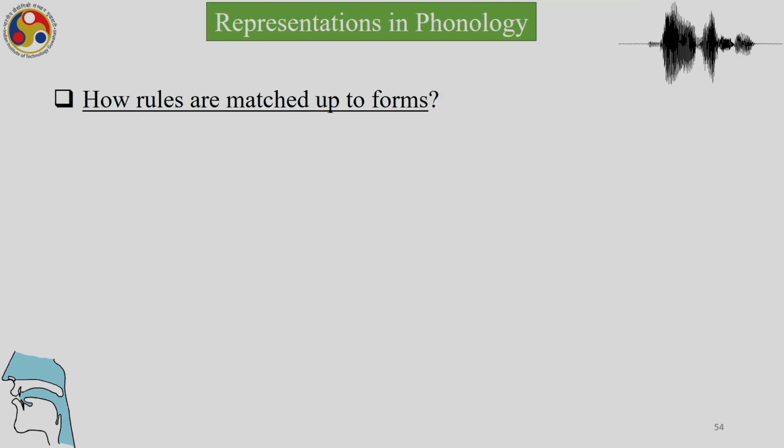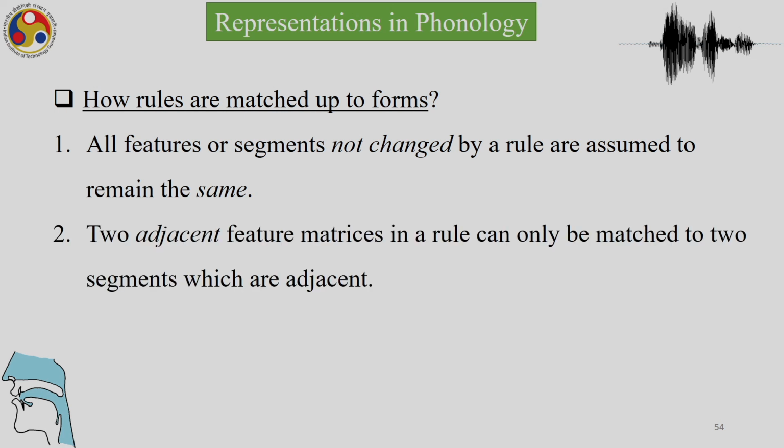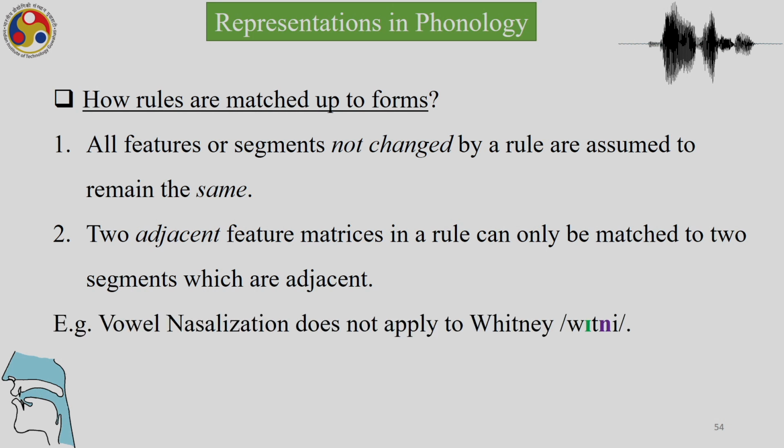So how are rules matched up to forms? All features or segments not changed by a rule are assumed to remain the same. Two adjacent feature matrices in a rule can only be matched to two segments which are adjacent. So this rule of locality is important. Vowel nasalization does not apply to Whitney. Why not? Because there is a T in between.